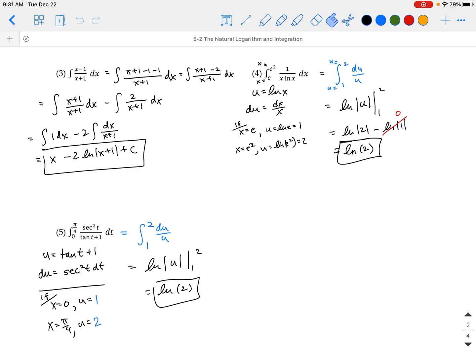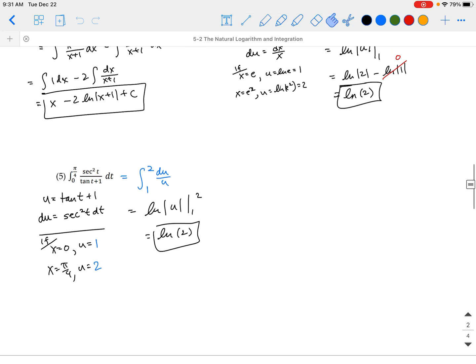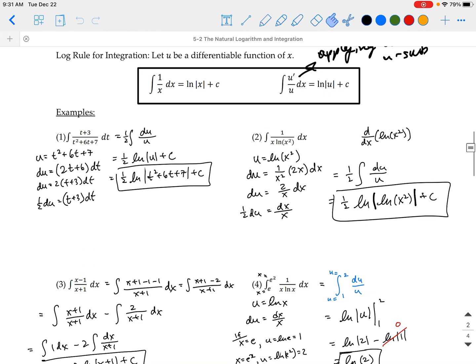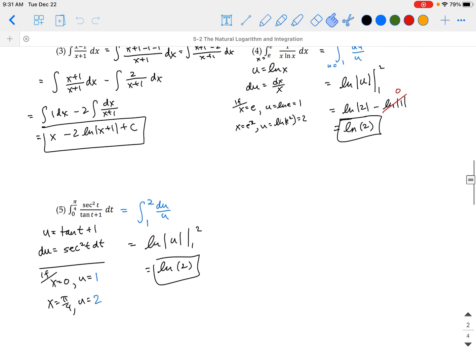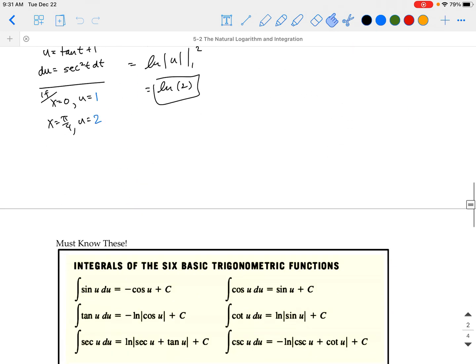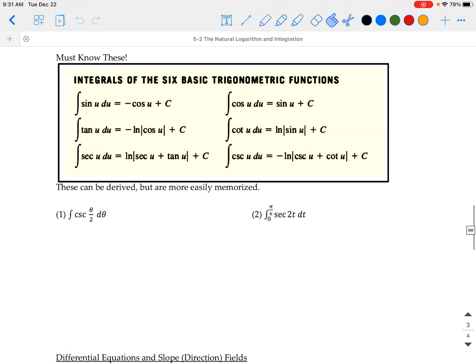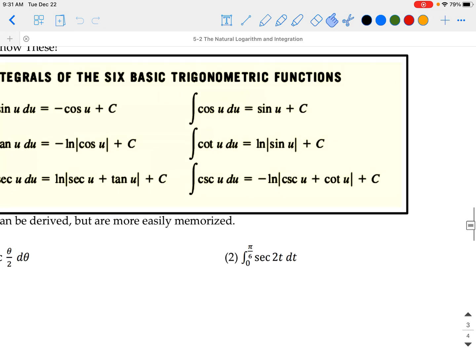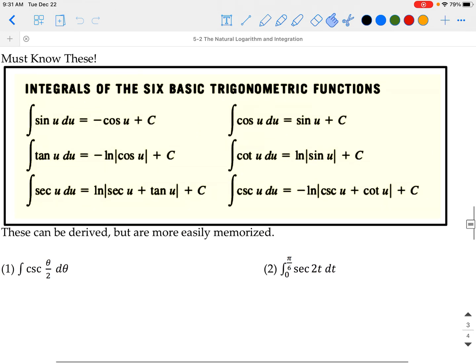Welcome back, everybody. So we are continuing through 5.2 here, the natural logarithm and integration. Last time we worked through some basic integration examples, so we're going to go ahead and finish up the notes here. So we've got some additional integrals here that are going to be pretty central to anything involving trigonometry. So we've taken derivatives of all of these functions. Now we're going to be taking integrals of all of these functions.